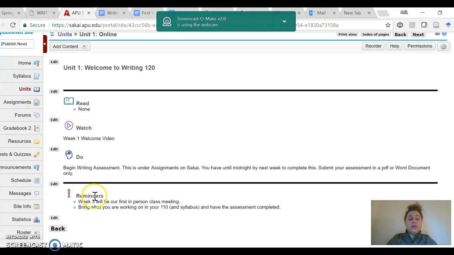And then reminders. So week 3 will be our first in-person class meeting. So you aren't coming to class week 1 or 2. You are just going through this syllabus, mainly the first week, and then working on the assessment. If you want to take your time working on it over the next couple weeks, definitely can be easily done within 1 week. And then bring what you're working on in your 110 as well as your syllabus, and have the assessment completed by week 3, our first time.